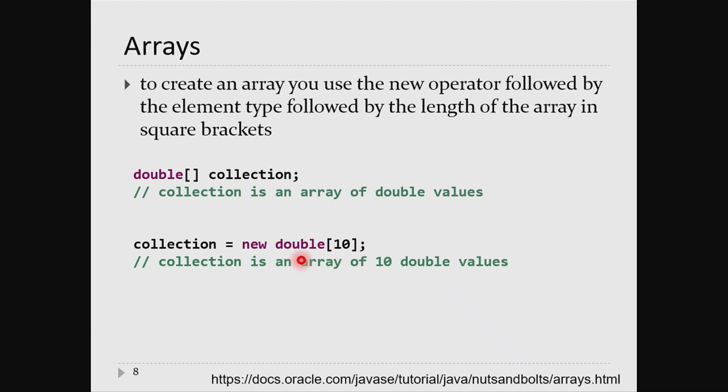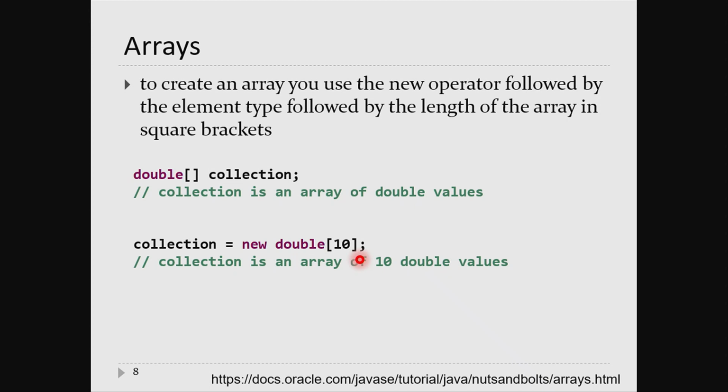So when I say collection equals new double[10], new double[10] means make me a new array of size 10 that can hold a bunch of doubles, and then assign that array to the variable collection. No array yet. What you have is a variable that can store an array. Once you say new double[10], now you have an array. And now you can use collection as though it were a regular array.